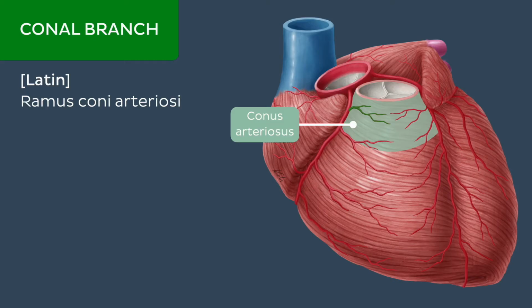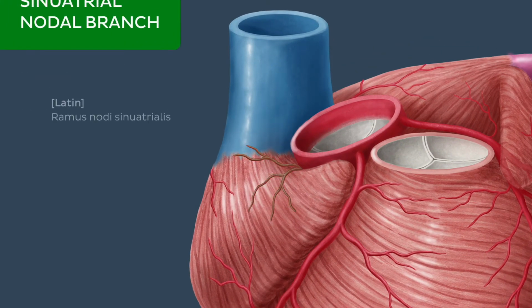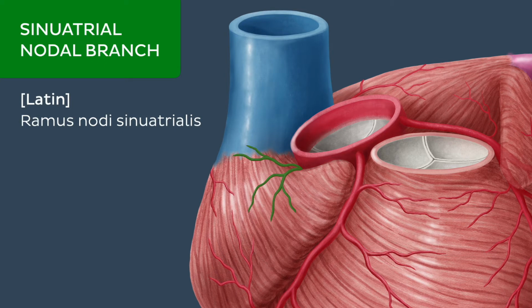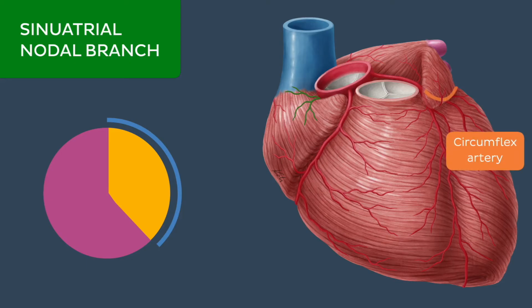Within millimeters after emerging from the aorta, the right coronary artery also gives off the sinoatrial nodal branch, which extends to and supplies, yep, you guessed it, the sinoatrial node. However, it should be noted that in about 40% of the population, it has been known to arise from the circumflex branch of the left coronary artery instead.